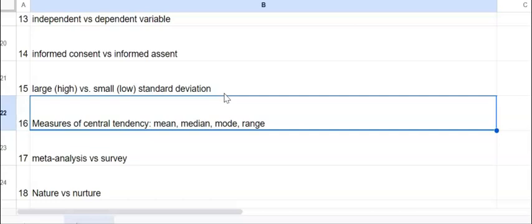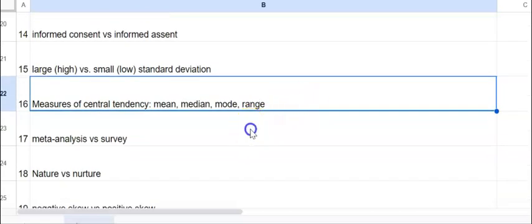Mode is where you're finding which piece of data appears the most. And again, it's possible to be bimodal or maybe even trimodal, where you have two numbers that appear the most number of times. And then range is calculated by subtracting the smallest number from the largest number in your data set.